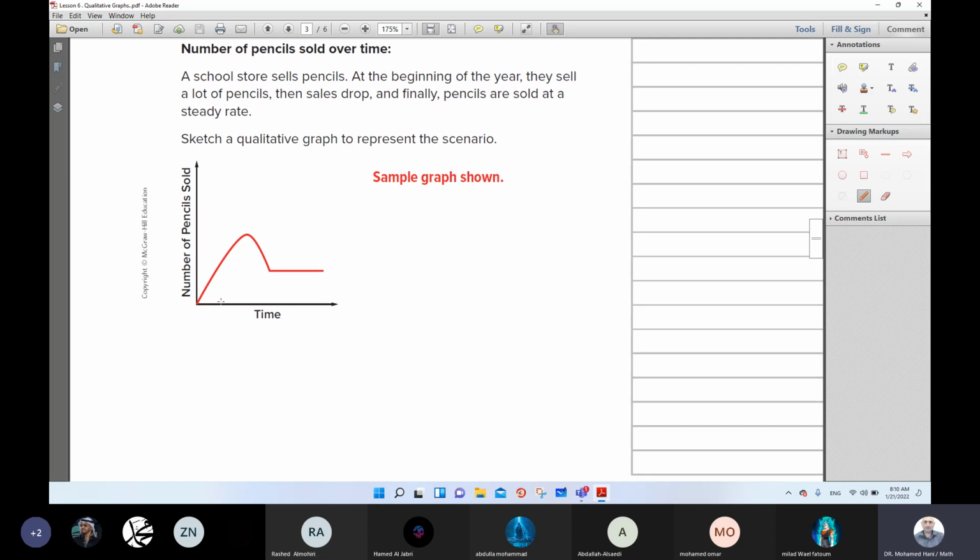As you see, here we have the x-axis representing the time and the y-axis representing the number of pencils sold. From the origin, from this point, we have increasing to this point. But the increase is changing in rate. Then we have a decrease in the rate of change. Then here we have no change.